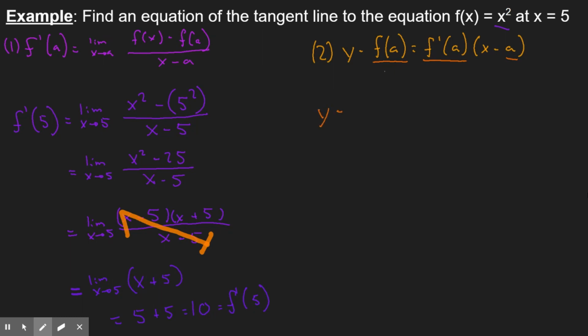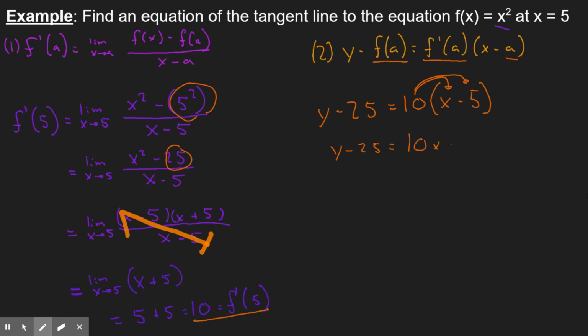We still have our y, but we know that f of a is going to be 5 squared. We found that over here, which means we can just say that this is 25. So y minus 25 is equal to f prime of a. That comes from here. So we're going to say this is 10. We have x minus a, which was 5. So we just need to do that. Next, let's do our distributive property. We'll give this 10 to both of these terms. So we have y minus 25 is equal to 10x minus 50.